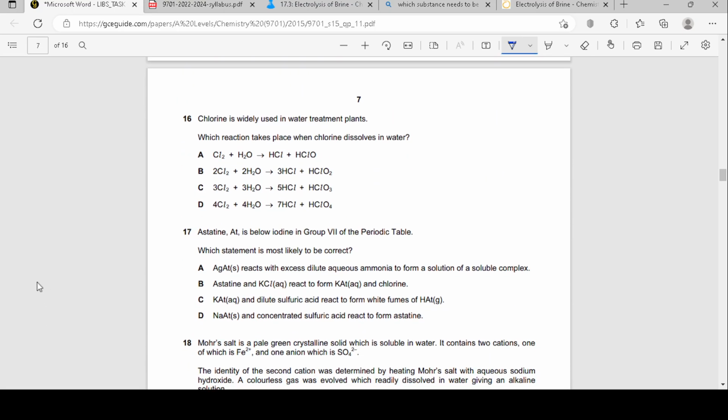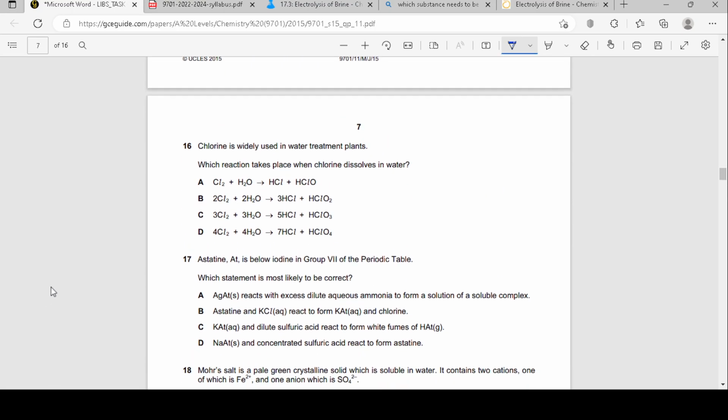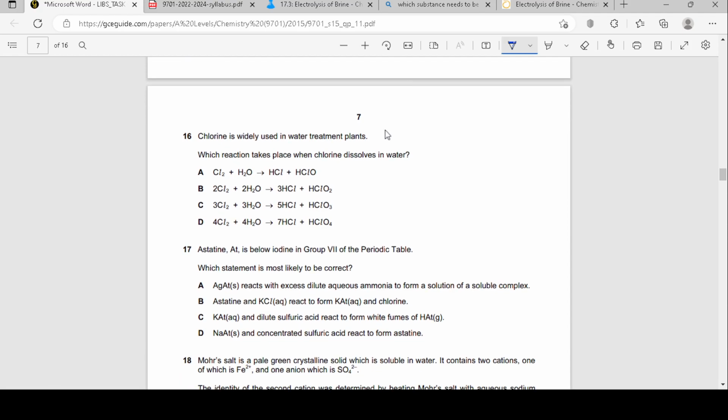Great. Next question. Chlorine is widely used in water treatment plants. Which reaction takes place when chlorine dissolves in water? That's basically just a general knowledge question. Like Cl2 plus H2O. This is a reaction like in swimming pools and stuff. So that gives you HCl plus HClO.